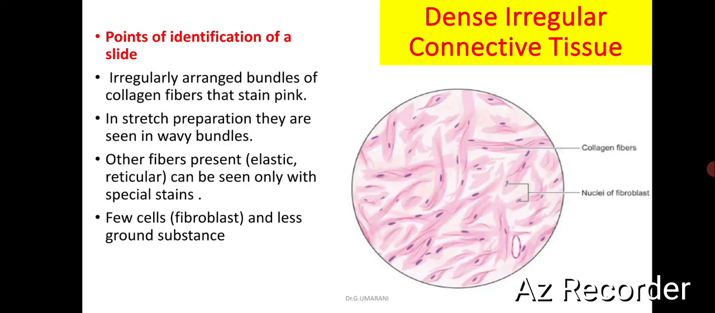Whereas in dense irregular connective tissue, in this slide we can observe irregularly arranged bundles of collagen fibers, and the other fibers are also present, like elastic and reticular. Only with special stains can we see these fibers, but collagen fibers we can see more prominently, and a few fibroblasts we can also observe, but less ground substance, like regular connective tissue. But here the difference is the irregularly arranged bundles of collagen fibers.